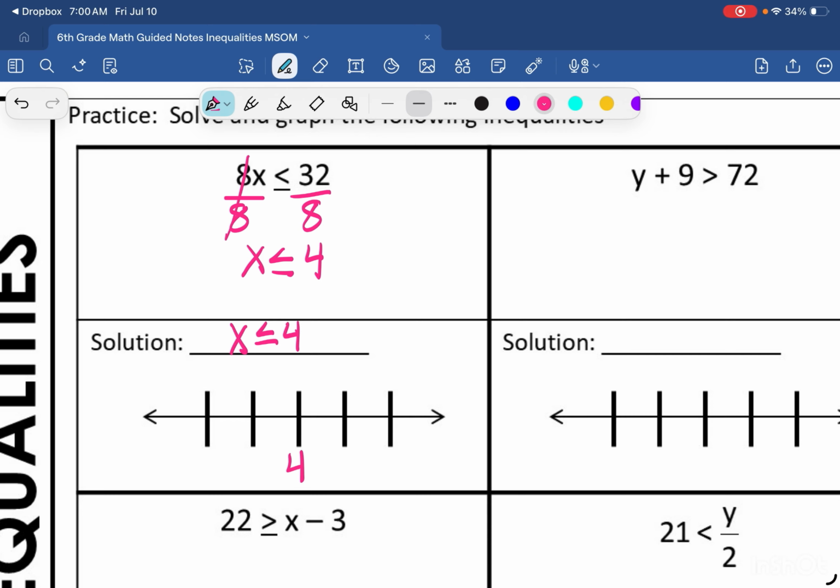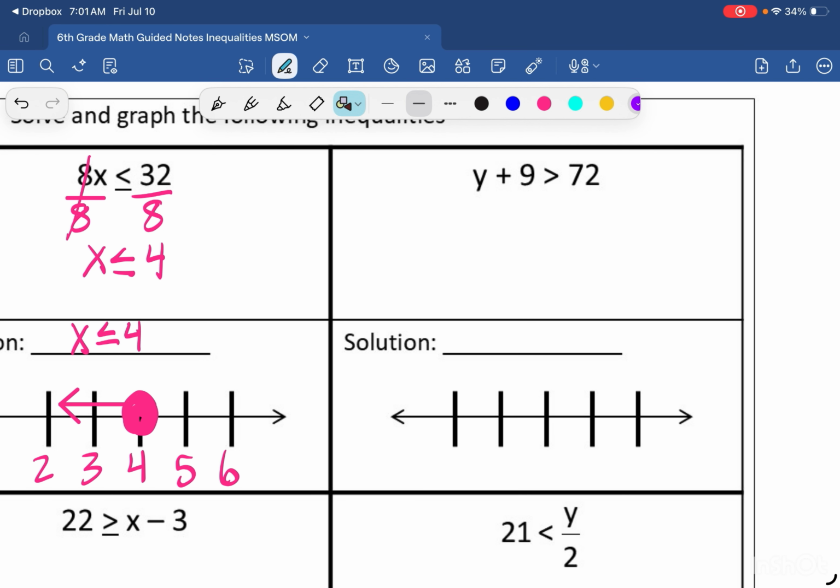Let's put 4 on the number line and add some numbers around it. My circle will be filled in because 4 is included. X is less than or equal to 4. So I'm going to draw an arrow to all the numbers that are less than 4.